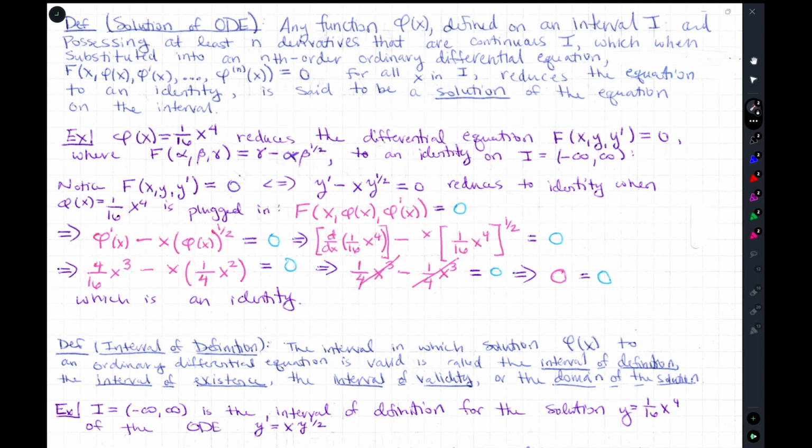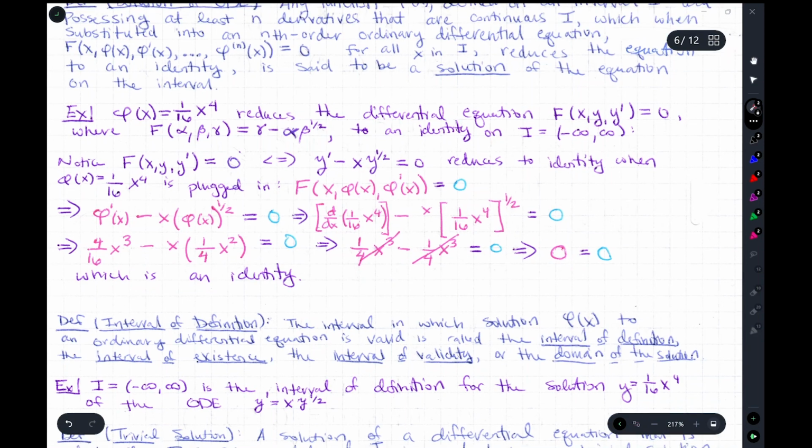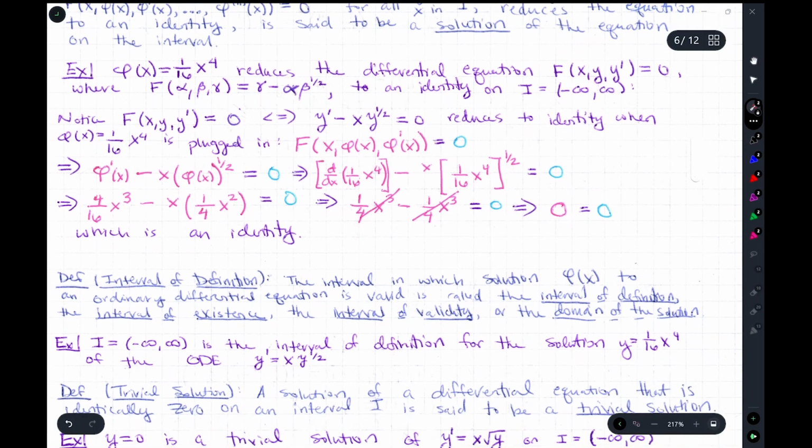Because this notation is important for theorems, okay? And because 0 equals 0, this is an identity, and phi is indeed a solution, okay? This just helps you understand what that definition is.